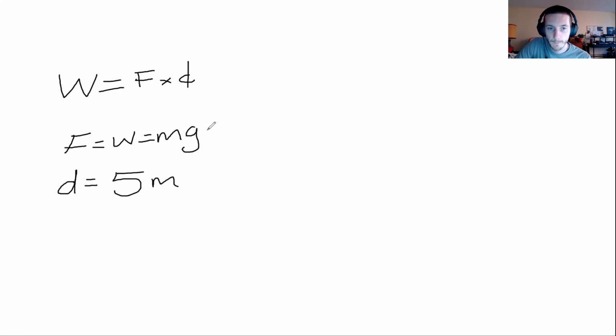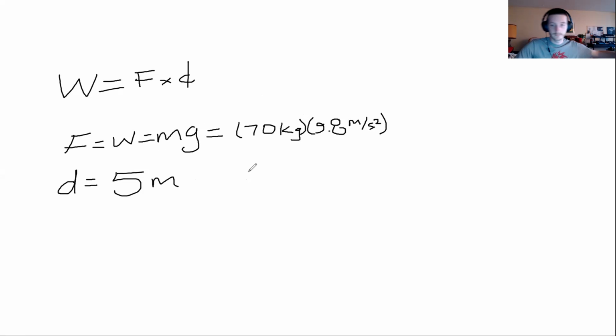Okay. I guess we should also get a number for the force or my weight. Let's just say I'm 70 kilograms. And we know that g is 9.8 meters per second squared. Okay. Get my calculator here. 70 times 9.8 is 686 kilograms meter per second squared. That's newtons. Okay, 686 newtons.